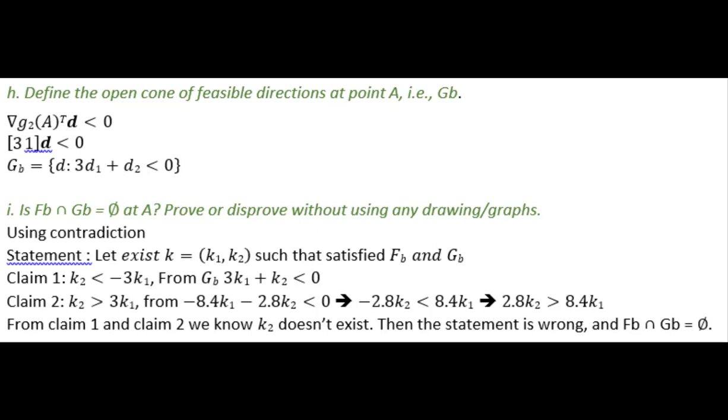No, the first one, yes, is T1. 8.4 T1 minus 2.8 D2, D2, yes, less than or equal to... and it says 8.4 D1 plus 2.8 D2 strictly greater than 0. Okay, so now you have to show that these two together are not feasible.